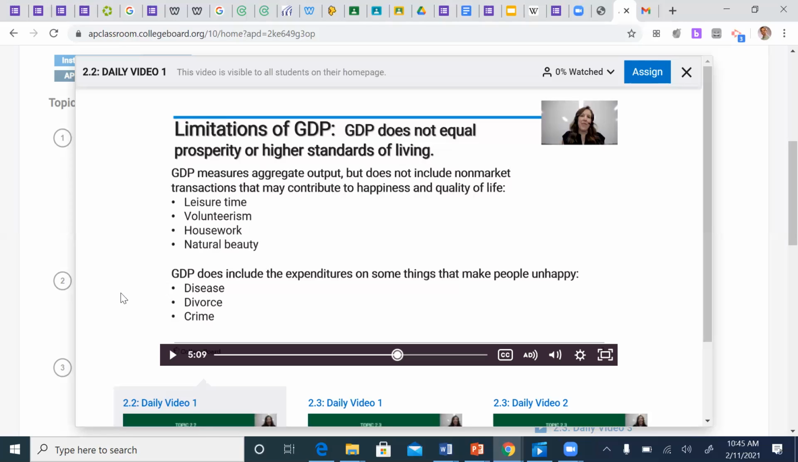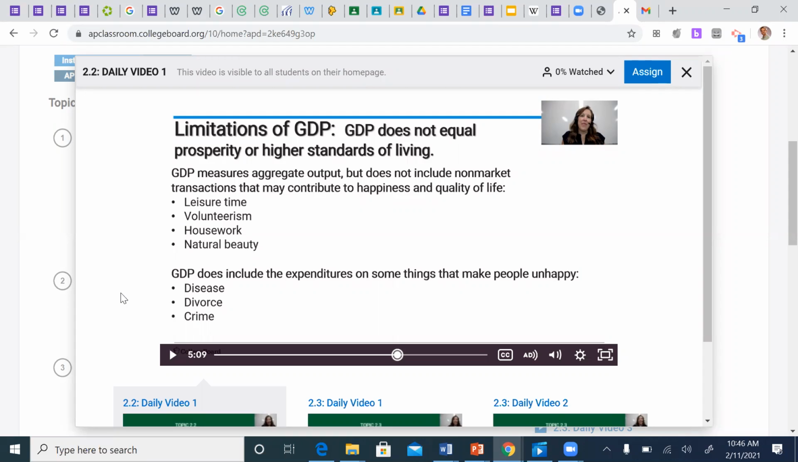So these are some things that GDP cannot measure. Also, it doesn't measure how much people spend on curing diseases or divorce or crime. That is not taken into account in the GDP. So if you purchase healthcare for a disease, or hire a lawyer for a divorce, or pay off fines for a crime or something like that, this is not measured in the GDP. And these are things that affect the well-being of people in a country.